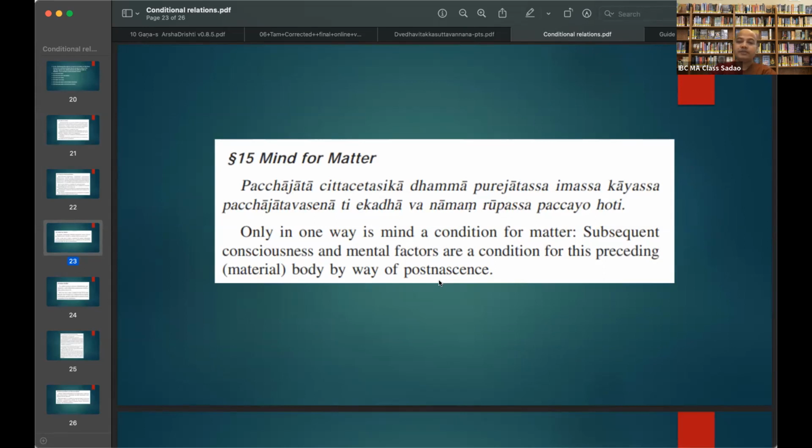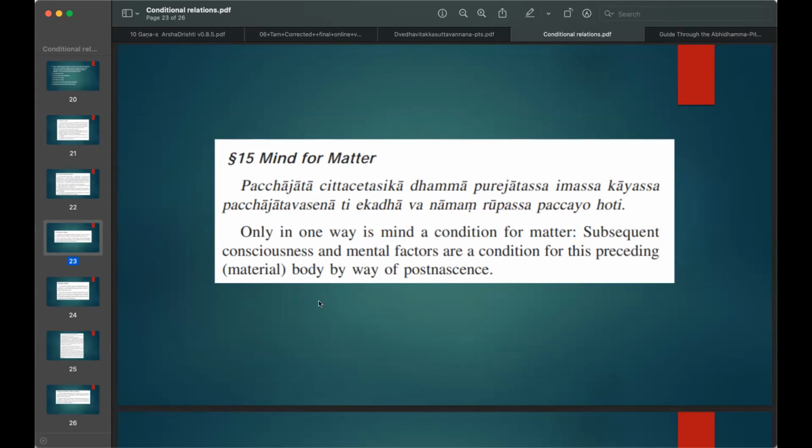I don't know, probably it should be understood in relation to the 17 moments of chitta chetasika and one moment of rupa. Probably from that perspective it should be seen. Otherwise I don't really see what it means by preceding material body by way of postcognizance.